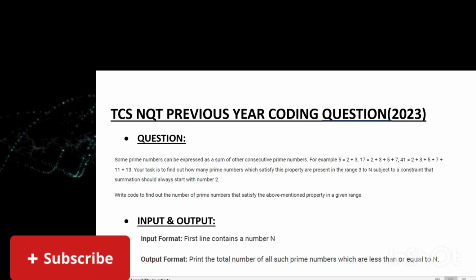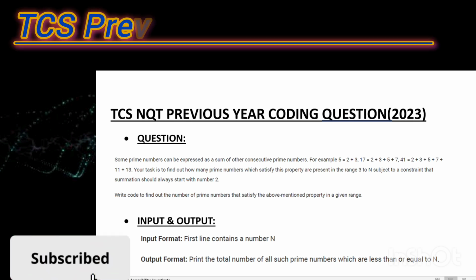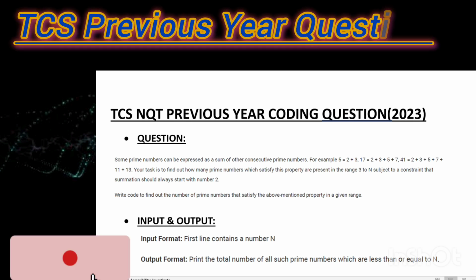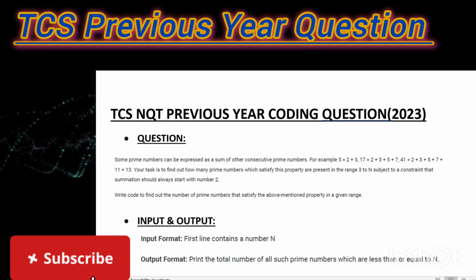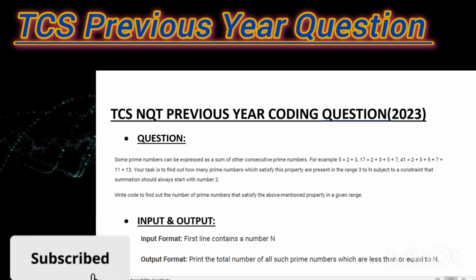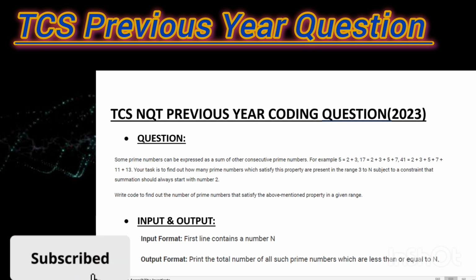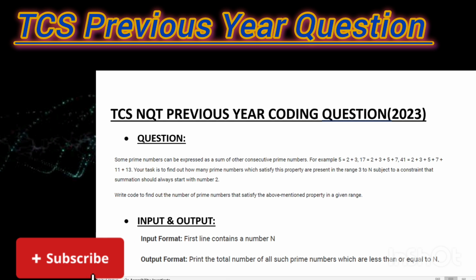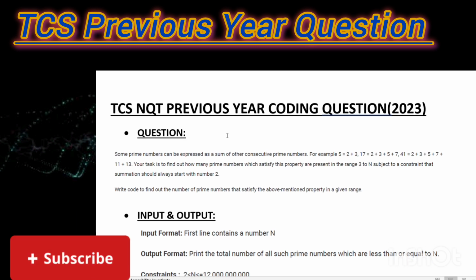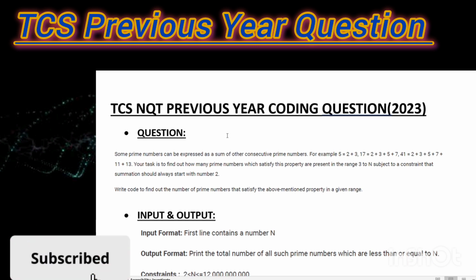One of the most important updates about the TCS NQT previous year coding question. The question we are going to discuss is a direct question from the previous year, asked in the 2023 TCS NQT, and one of the most important coding questions. There is a trick in that question. We are going to discuss the question, I am going to give you the code solution, and also explain the method of solution.